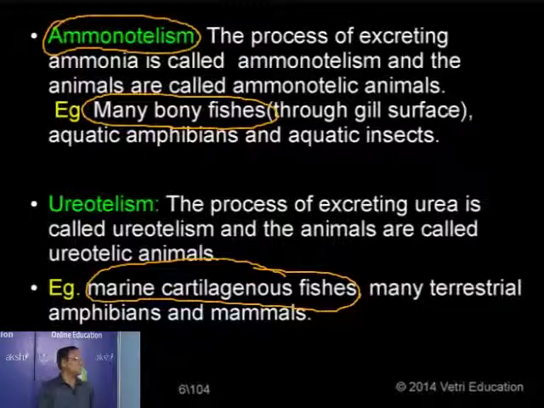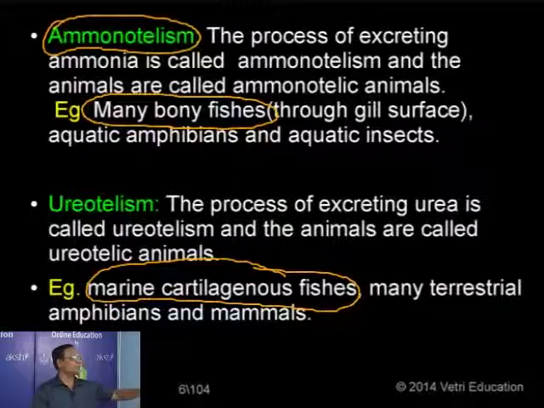So marine cartilaginous fishes are actually an exception, but most commonly we have the mammals, including humans, and also the amphibians, which excrete urea. The adult amphibians, particularly the terrestrial amphibians, and also all mammals excrete urea. But in the case of the tadpole, though it is a larva of the frog, as it lives in water, it excretes only ammonia. So the adult frog excretes urea, while the tadpole larva excretes ammonia as a waste product.